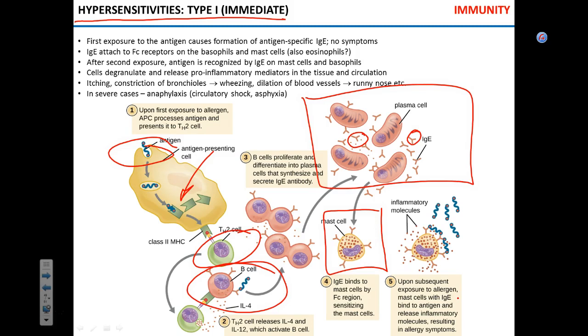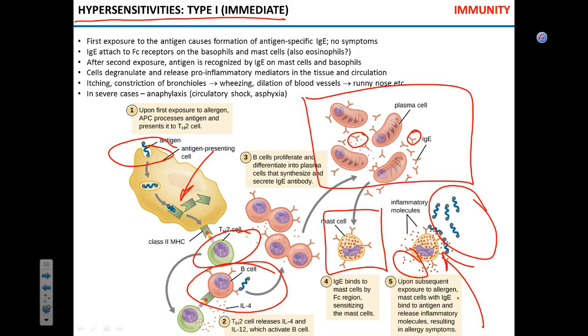And then you get exposed to that same antigen a second time. So that allergen binds to your sensitized mast cells and causes the degranulation, so histamine molecules are released in the circulation. So if it is local, like mast cells in your nose, you have allergic rhinitis. If it's in the skin, you get hives. If it's in the lower respiratory tract, you have wheezing, asthma attack. If it's all over the body, you have anaphylactic shock.